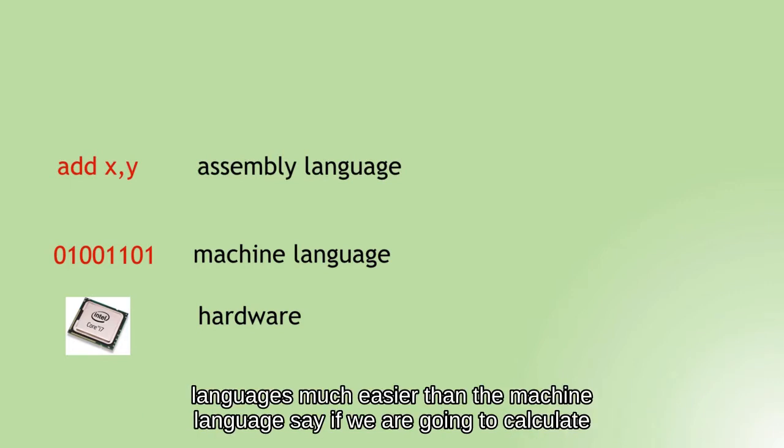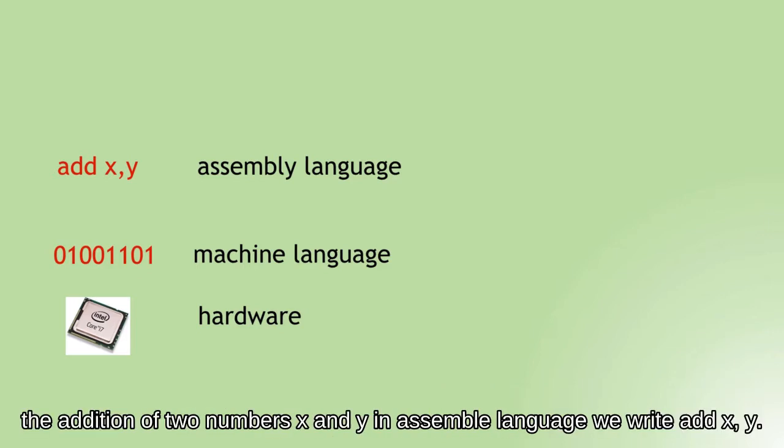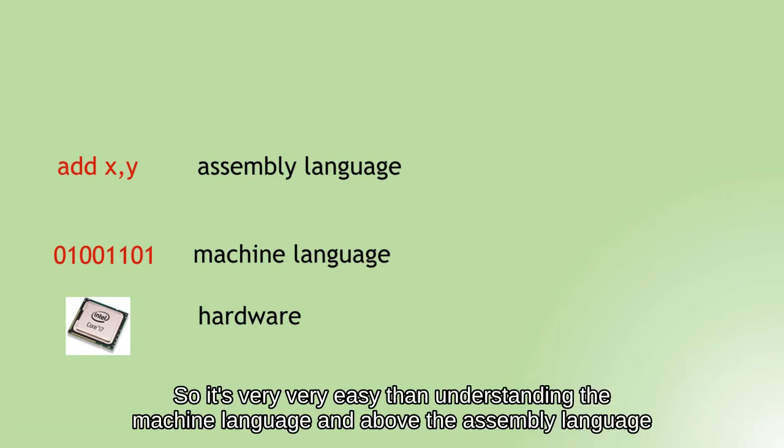The assembly language is much easier to understand than the machine language. Say, if we are going to calculate the addition of two numbers x and y, in assembly language, we write add space x comma y. So it's much easier than understanding the machine language.